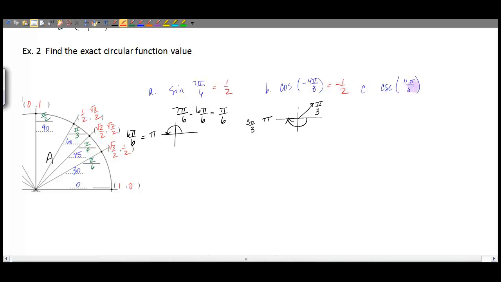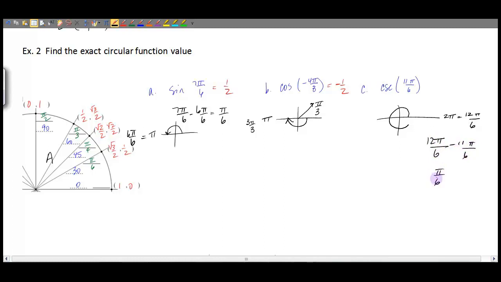Okay, let's look at 11 pi over 6. Alright, so I'm going to draw myself my picture again. I know that 11 pi over 6 is going to go all the way around, and it's going to be down here in the fourth quadrant, because 2 pi could actually be the same thing as 12 pi over 6, because 12 divided by 6 is 2. Now, what's the difference between 12 pi over 6 and 11 pi over 6? Okay, that's pi over 6.